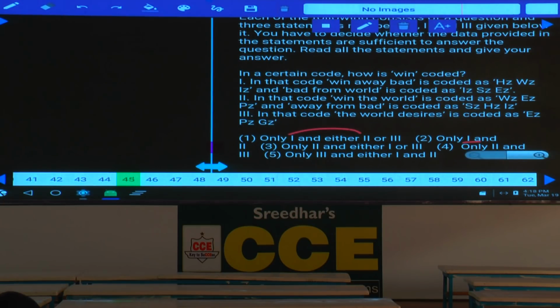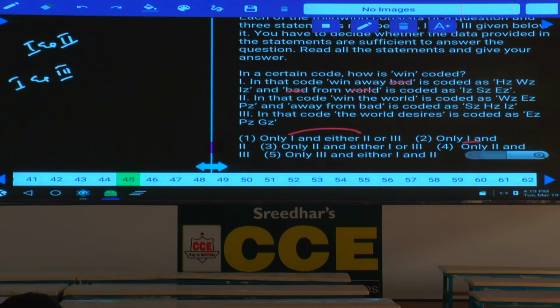What do you mean by this 1 and either 2 or 3? It means 1 and 2 or 1 and 3. As of now I got the answer with 1 and 2. Now I need to find out whether I am getting the answer with 1 and 3 or not. Now with the help of 1, what is the statement here? Win away bad, and bad is the word which is common between these two, hence one code will be common. Then in the third one, the world desires. The world desires, is there any word which is common between these two?